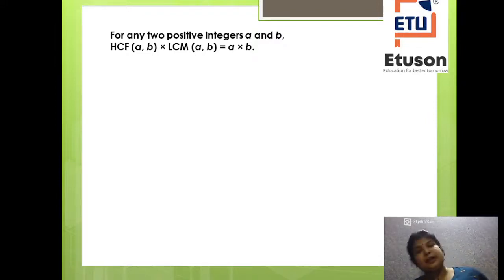I think from standard 5th you must have done problems on HCF and LCM, correct or not? It's the same concept which we are going to repeat again. So this is the relation. If there are two numbers a and b, then the product of the numbers is equal to the product of their HCF and LCM. So this will be clear when we take some examples.